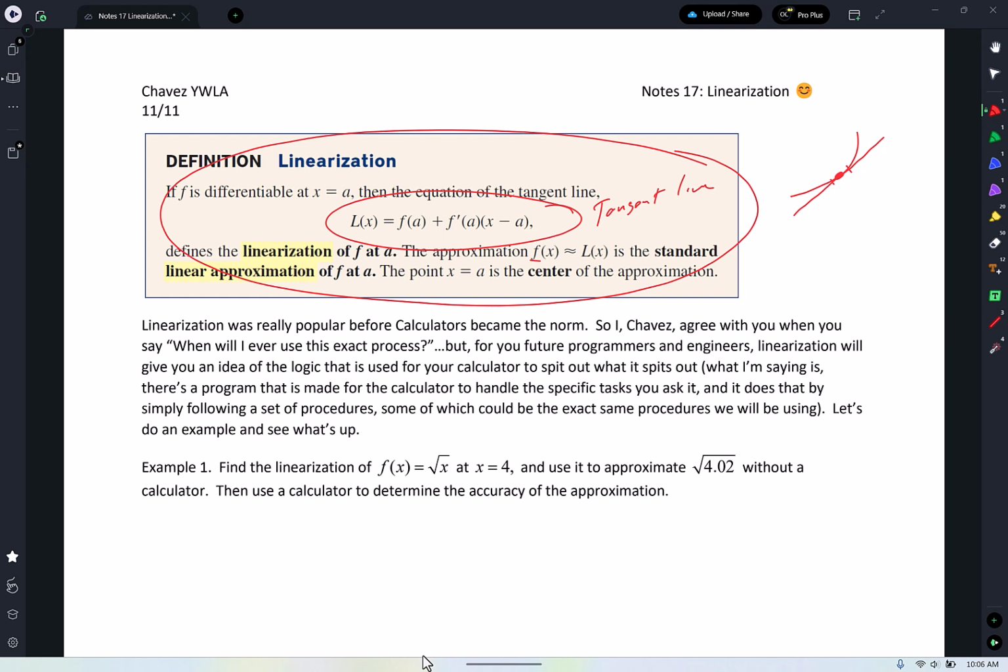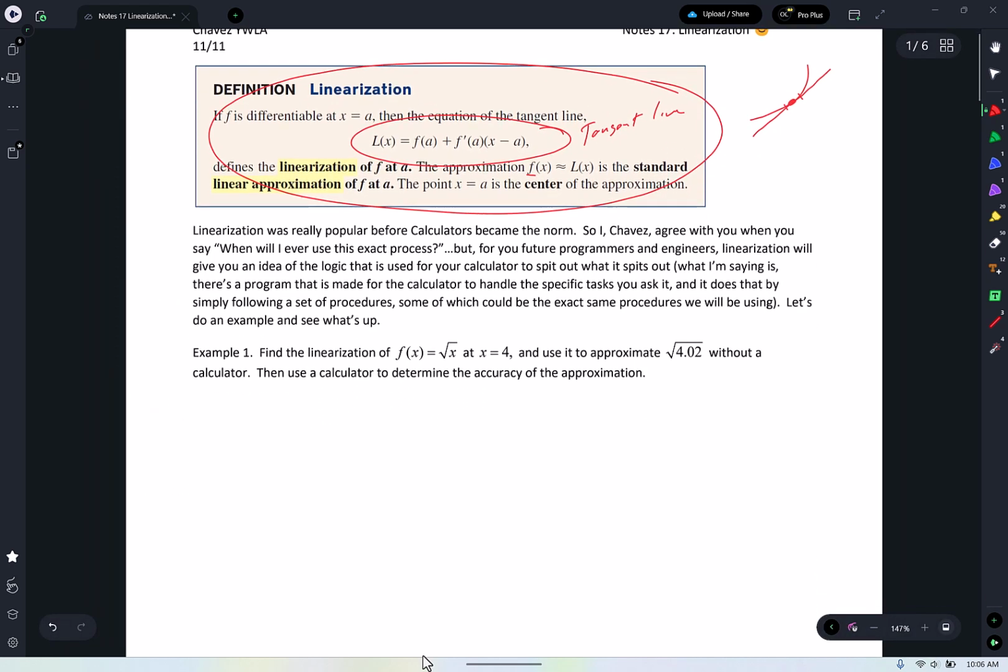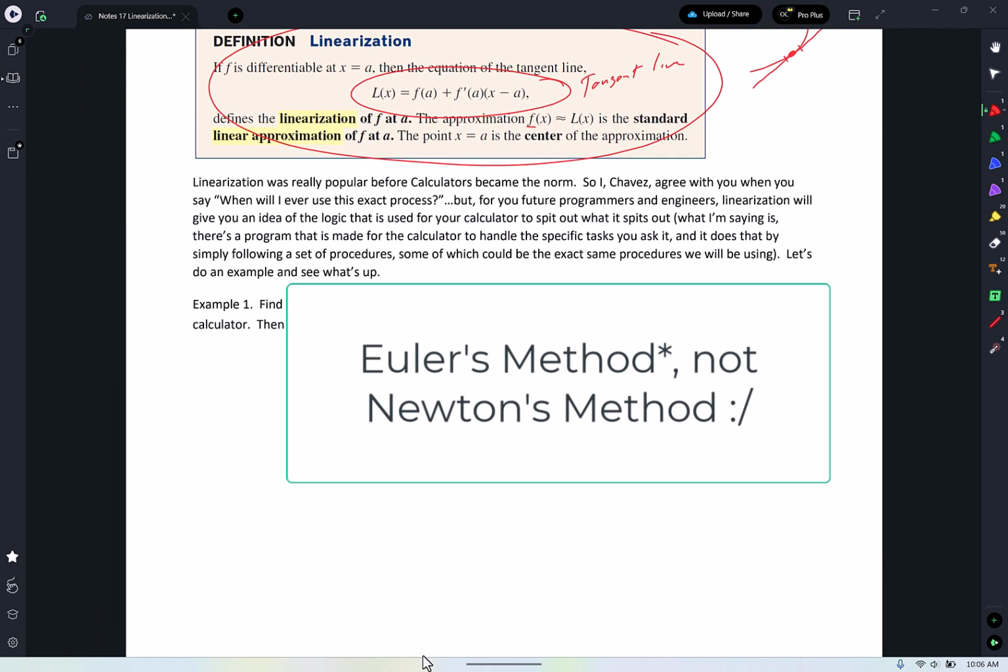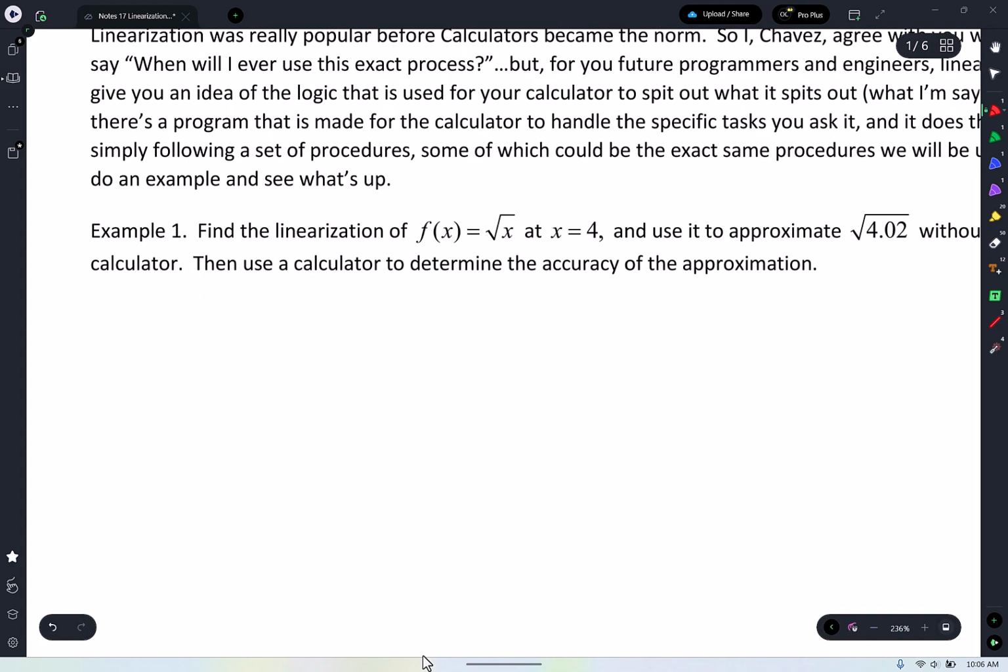And then when you get to Cal BC, for those of you that are going to take Cal 2 at the university, you'll do something else called Newton's method. But we're not there yet. We're just doing rookie stuff. All right, so check it out.